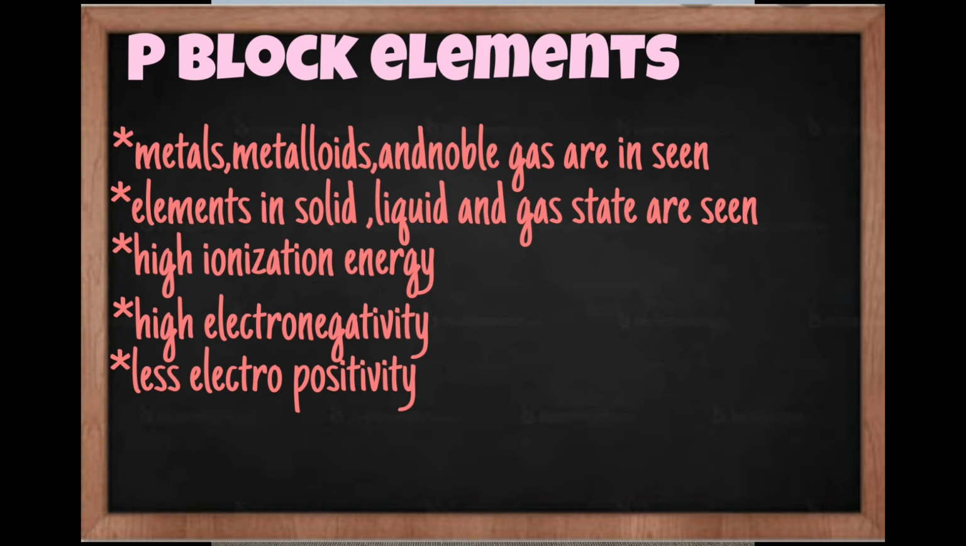The P block elements can be solid, liquid or gas. They may have a solid, liquid or gas state. Then ionization energy is high, electronegativity is also high, but electropositivity is low. These are the 5 characteristics of P block elements.